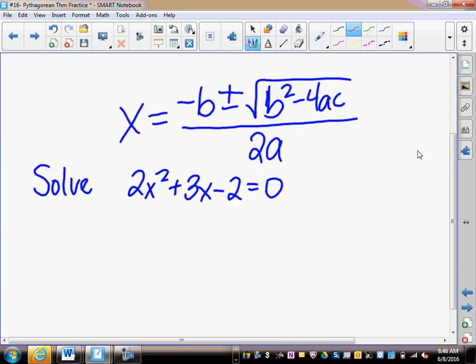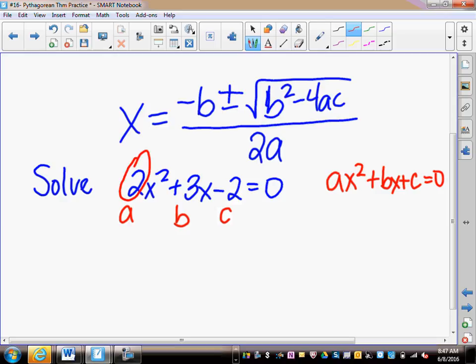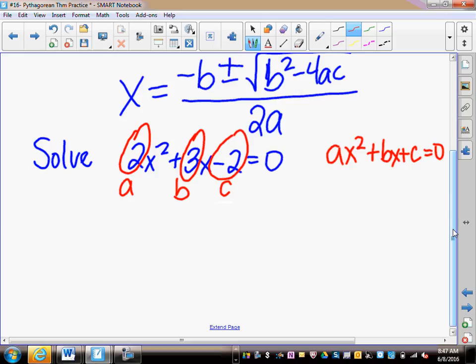Aubrey, give me A. Good. Natalie, give me B. 3. Good. And what is C? Negative 2. Good. So remember, it always needs to be in standard form before you start. And standard form is ax squared plus bx plus c equals 0. So your a value is your leading coefficient for x squared, b is your coefficient for x, and c is your constant. So all you have to do is simply put this into your formula.